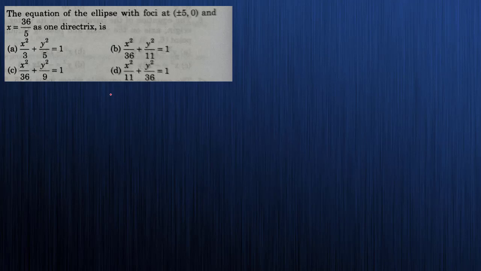Next, the equation of ellipse with foci at plus or minus 5, 0 and x is equal to 36/5 as one directrix. So what is this equation? This equation is of the directrix. Okay, this equation is the equation of the directrix. So in the ellipse I told you the trick, that is FVD. It is F, it is V, and next we have the D. What are the coordinates of F? It is AE, 0; V is A, 0; and D is A by E, 0.